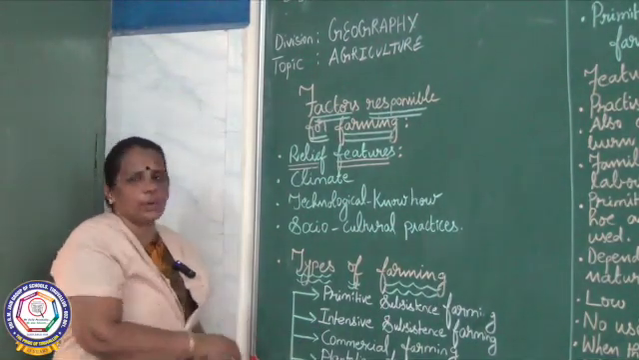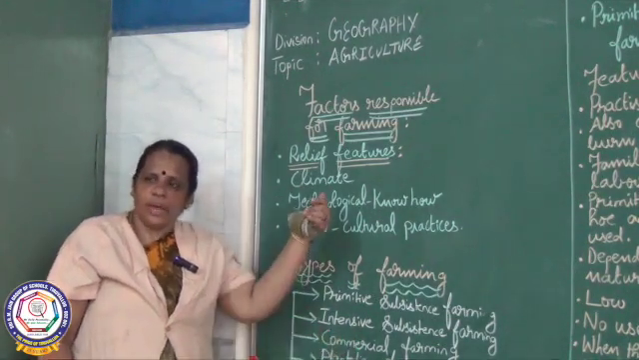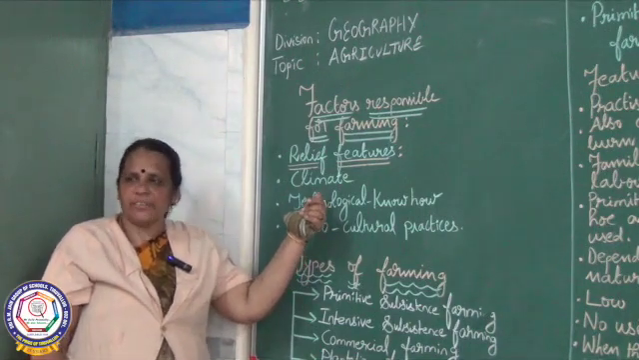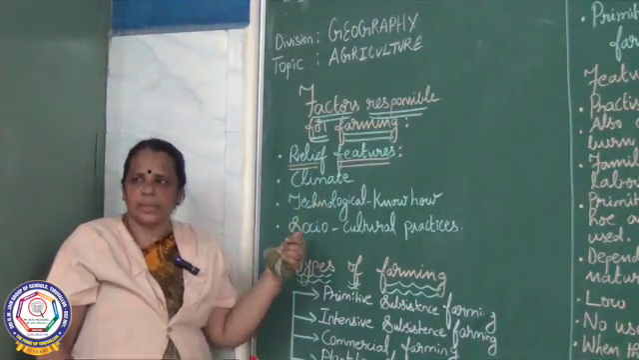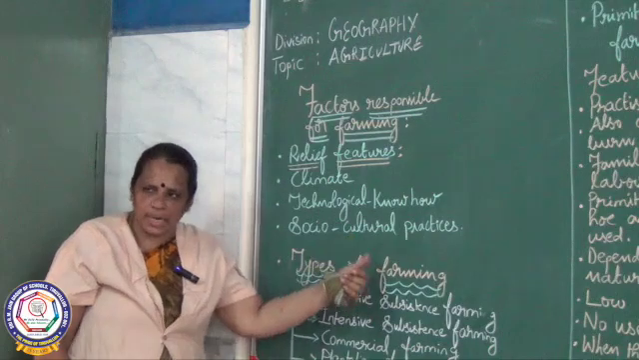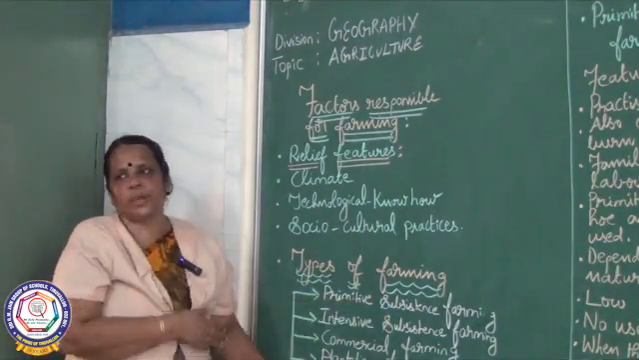Next, we are going to talk about the types of farming. I have discussed the factors responsible for farming activities: the first is relief feature, the second is climate, the third is technological know-how, and the fourth is socio-cultural practices. The next one is the types of farming.